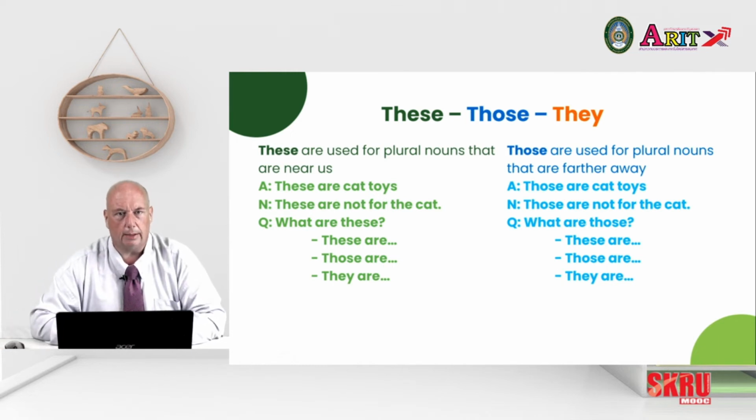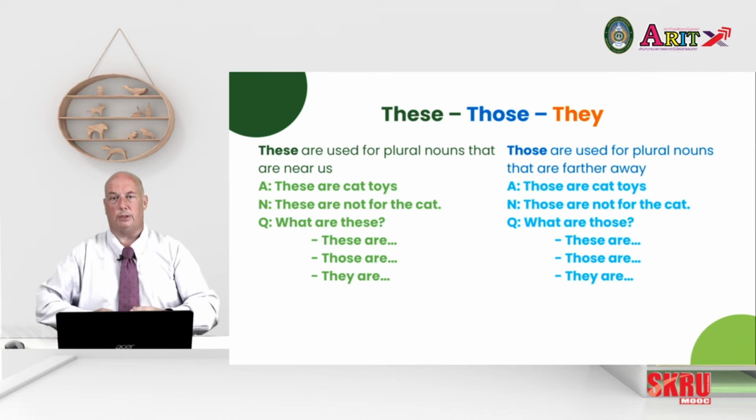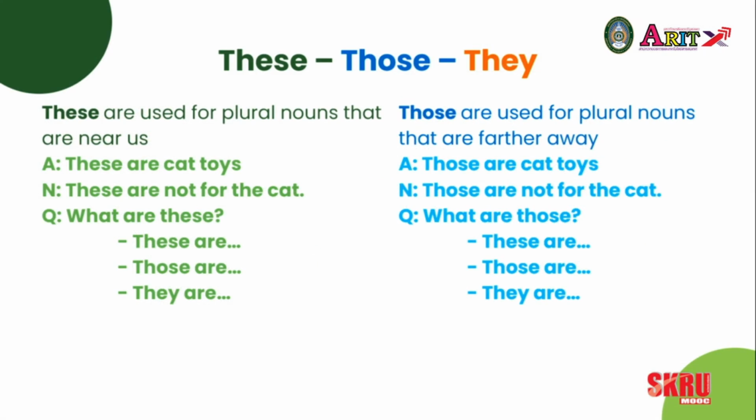So these are cat toys. These are not for the cat. What are these? And when we answer the question, we can either use these are, those are, or just they are. Those is used for plural nouns that are farther away, so similar to that. Those are cat toys. Those are not for the cat. What are those? These are, those are, they are.